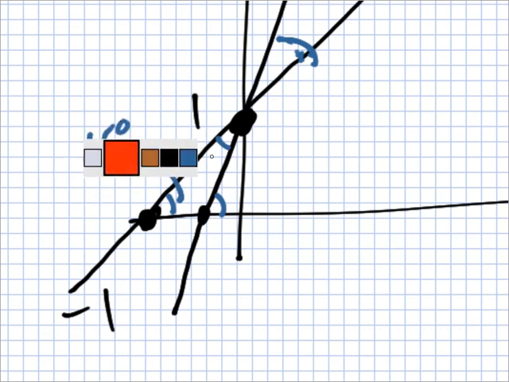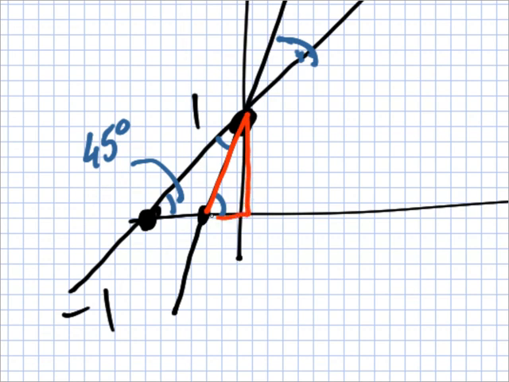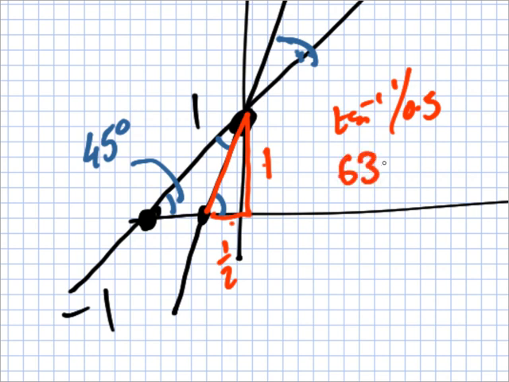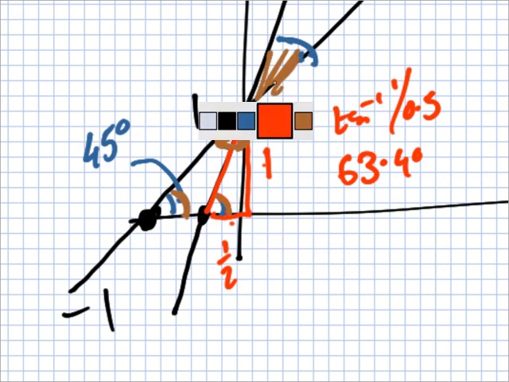Now, this angle here, on this triangle, how big is this height? It's 1. And how big is the base? A half. What is tan inverse 1 over 0.5? It's like 60 something, isn't it? 63.4. Okay. So this is 45 and this is 45. If I know this angle, I can know this angle, which means I can know this angle.